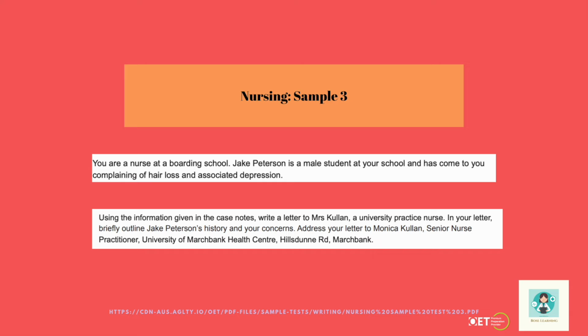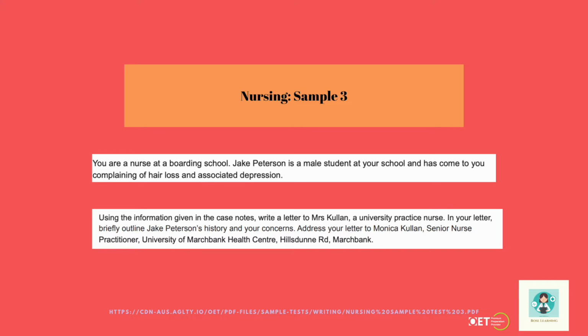And what I've done is I've just picked sample number 3 across 3 professions. So we're going to look at nursing, medicine and pharmacy today, and we'll look at how these have been used. So just to remind you about nursing sample 3, if you haven't seen it on the OET website, in this situation, you're a nurse at a boarding school, and Jake Patterson is a male student at your school and has come to see you complaining of hair loss and associated depression.